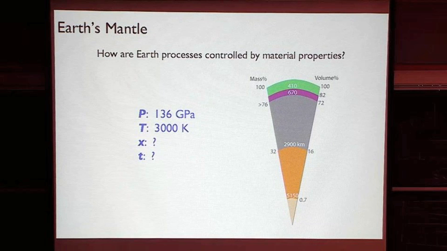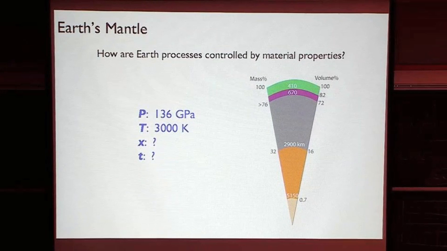So if you think about the total mass, the mantle is more than 70%. In the lower mantle, the mass is more than 40%. The transition zone and the upper mantle are about a quarter of the Earth's mass. And in terms of volume, the lower mantle is really the most massive reservoir in the Earth. The transition zone accounts for about 10%, the upper mantle about 20%. So that's the region we are looking at.